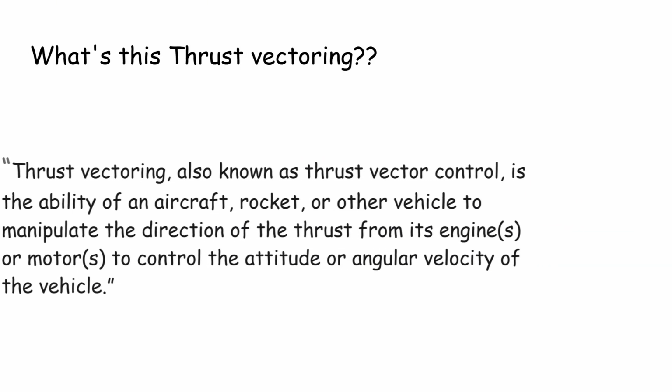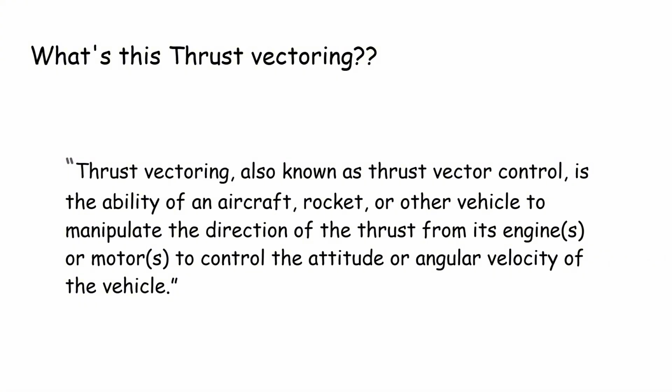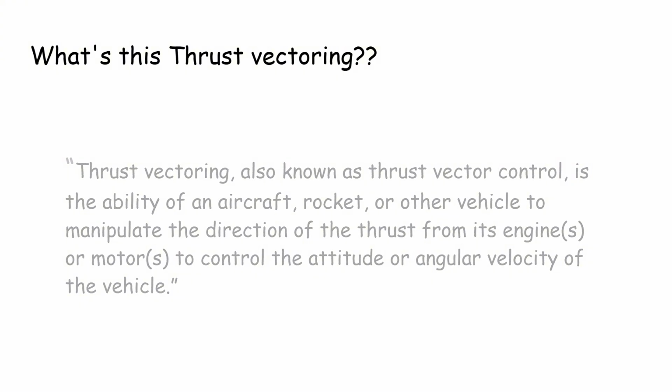Thrust vectoring, also known as thrust vector control, is the ability of an aircraft, rocket, or other vehicle to manipulate the direction of the thrust from its engines or motors to control the attitude or angular velocity of the vehicle.